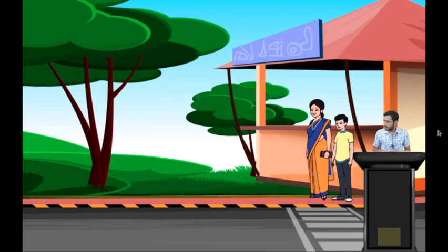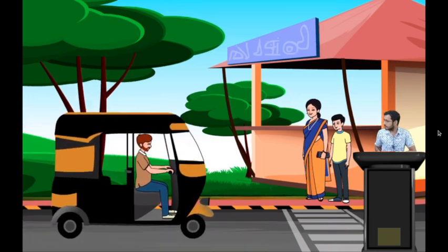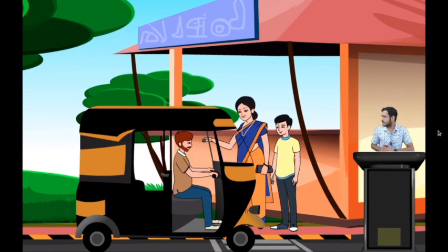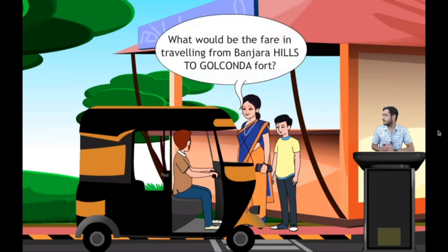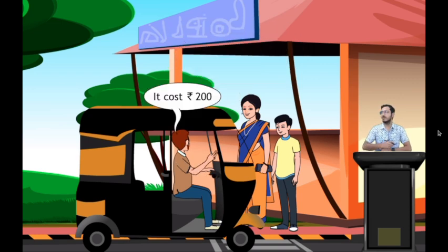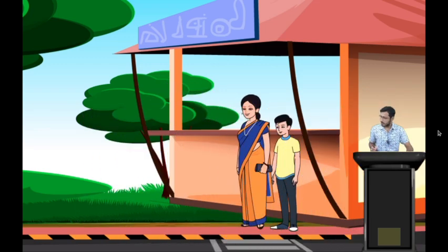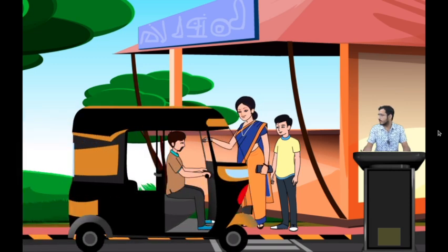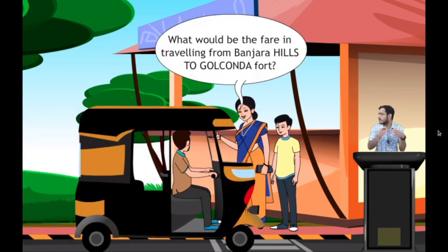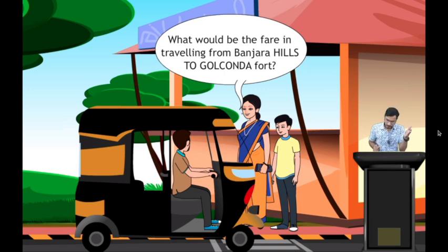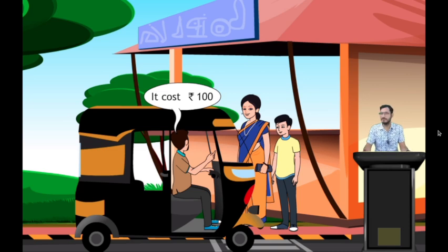So here we have one situation. You can see the passengers are waiting for an auto. What would be the fare in traveling from Banjara Hills to Golconda Fort? The driver says it costs rupees 200. Now one more auto driver comes and they ask what would be the fare in traveling from Banjara Hills to Golconda Fort. The driver says it costs rupees 100.